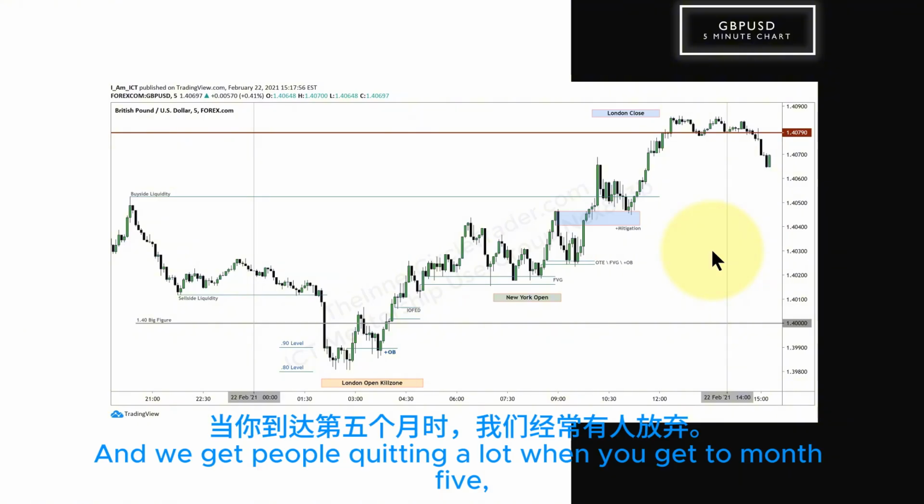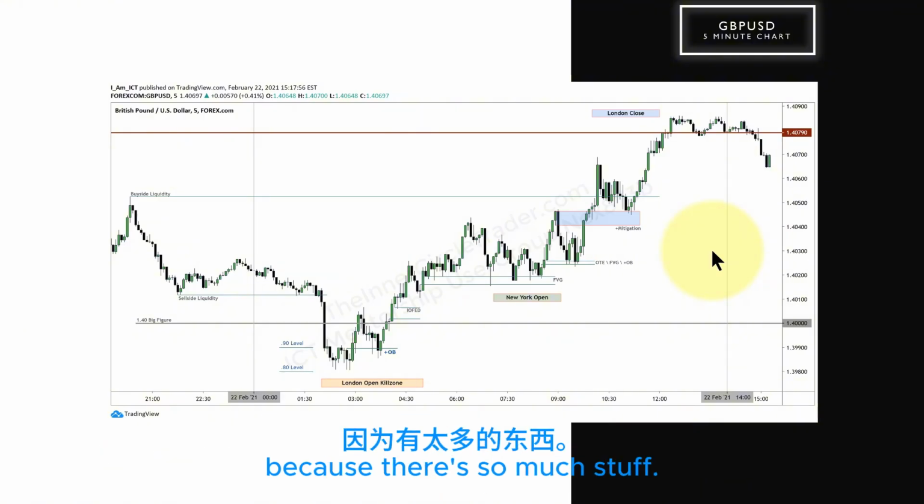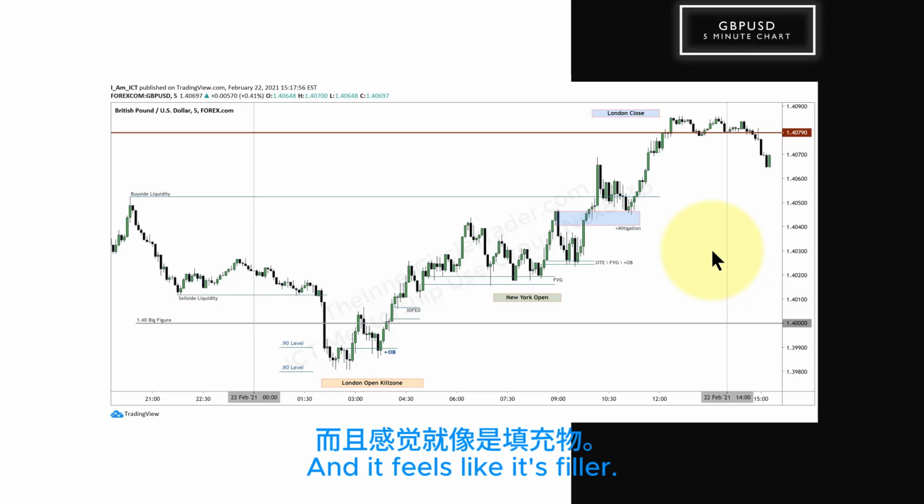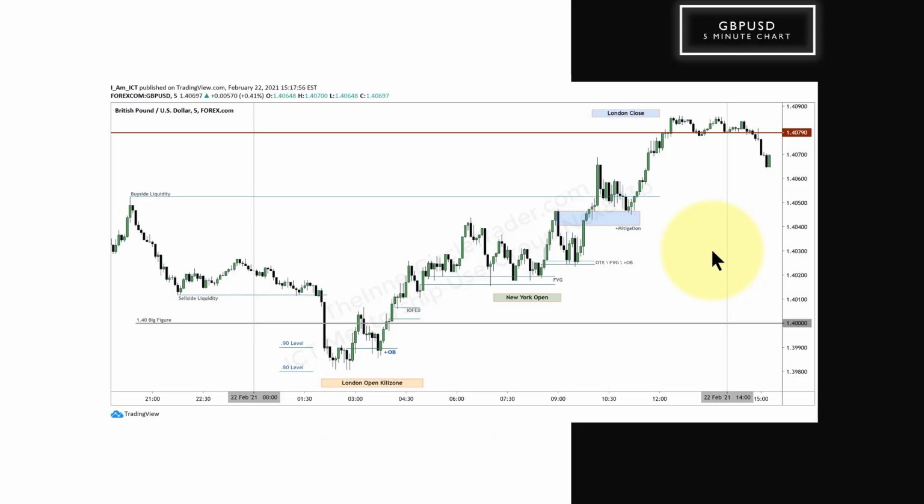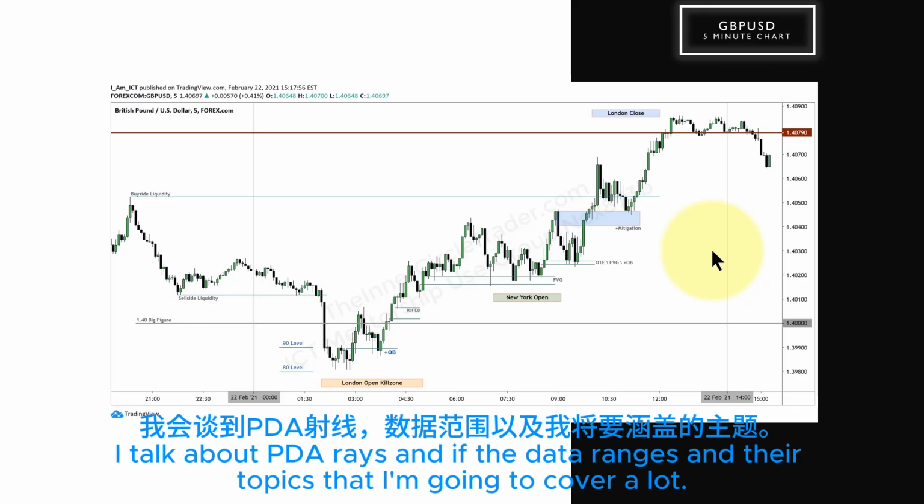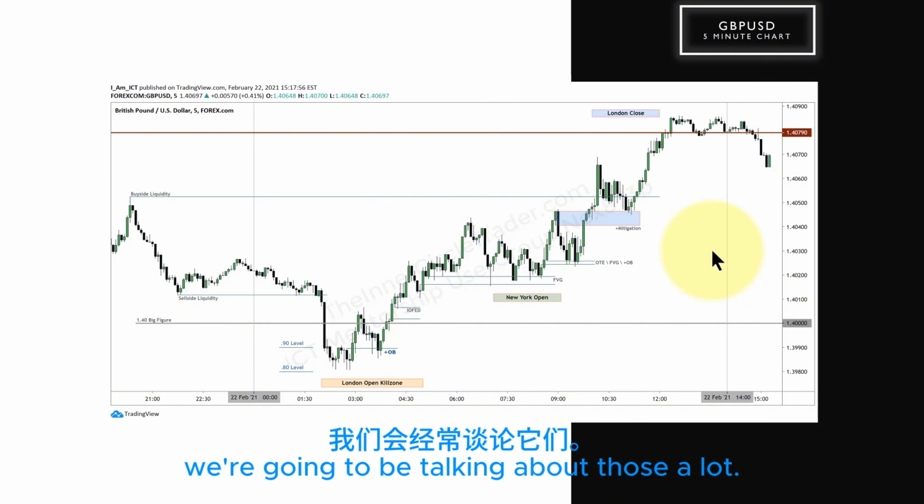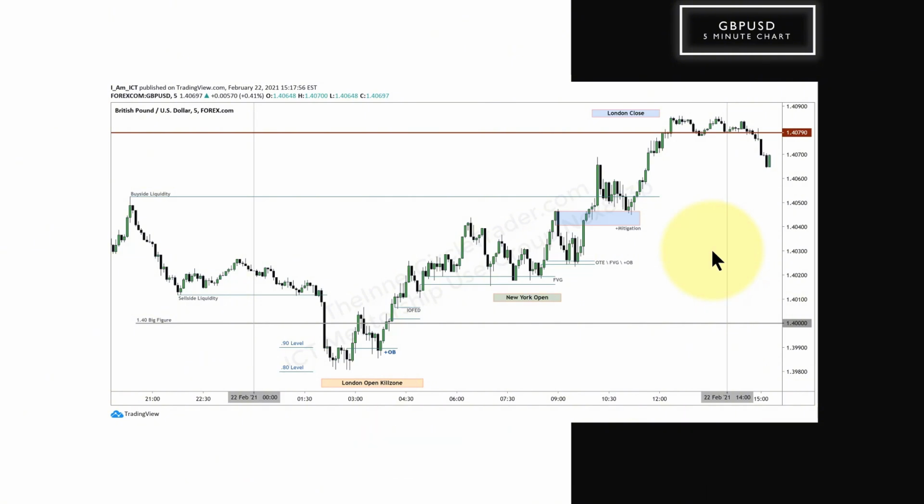And we get people quitting a lot when you get to month 5 because there's so much stuff. And it feels like it's filler. It's not. I talk about PD arrays and if the data ranges, and they're topics that I'm going to cover a lot. When we get into the spring months of this year, we're going to be talking about those a lot. They're useful, and what everybody thinks they do or don't do, they have no idea. They have no idea.